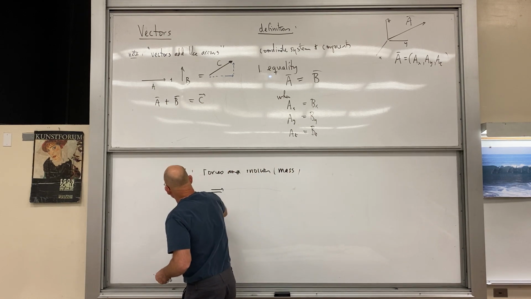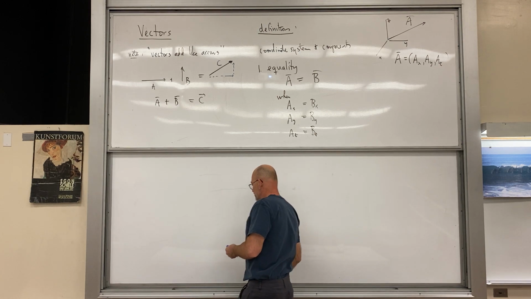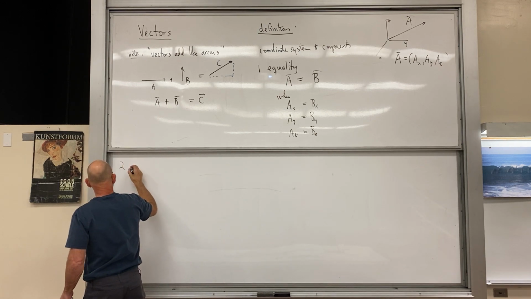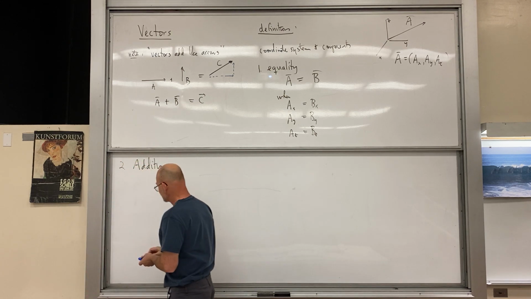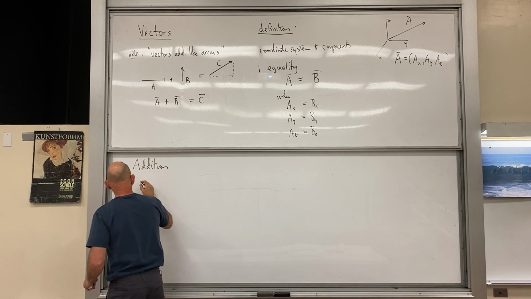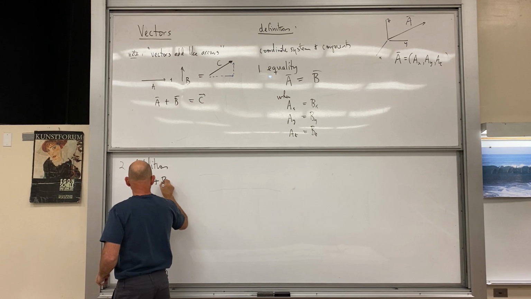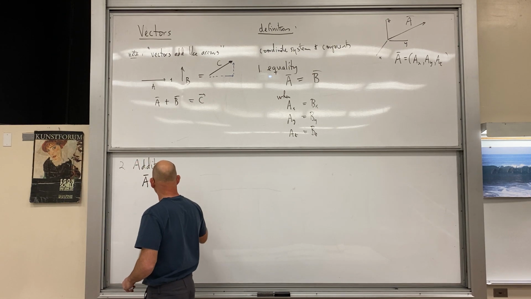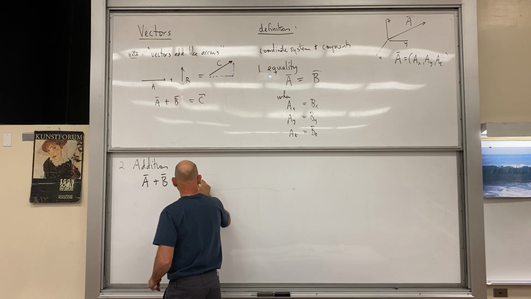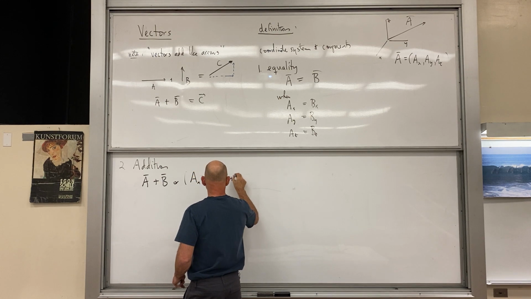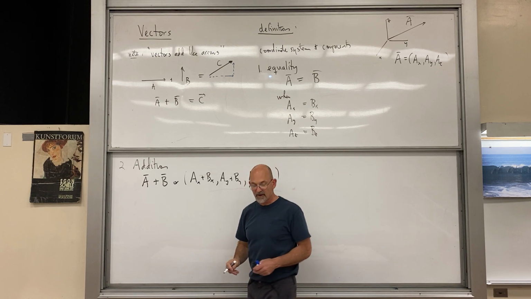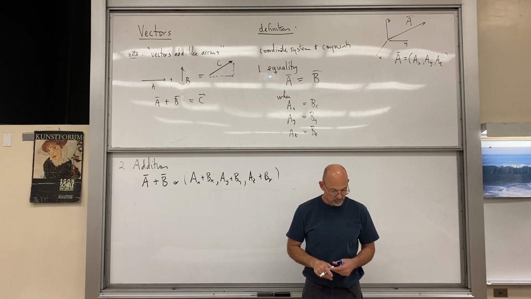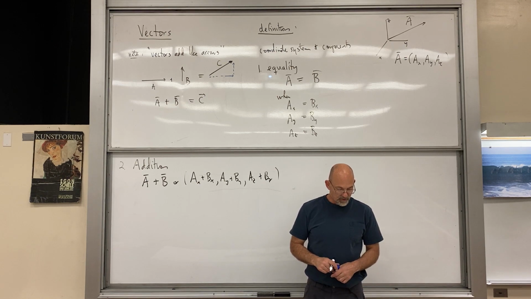So next we have addition of vectors. So we have A plus B for AX plus BX, AY plus BY, AZ plus BZ. So that will define our addition of vectors. What about subtraction?